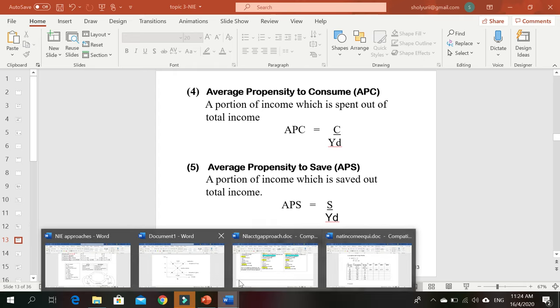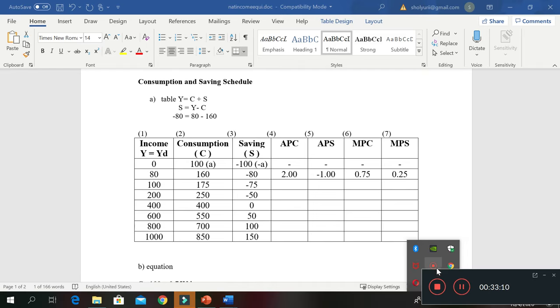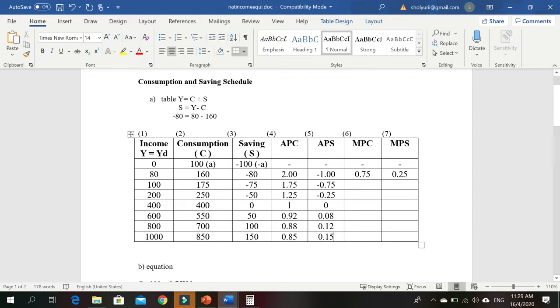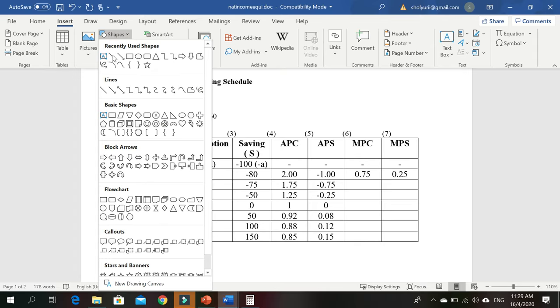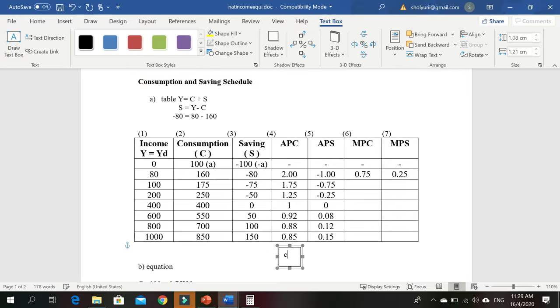Okay. So we can calculate that. So how do we find APC? It's basically 175 divided by 100. Use your calculator and calculate. Okay, so I've done my calculation here. So here we will get the value of APC and also the value of APS. As simple as C over YD. This is the formula, C divided by YD.